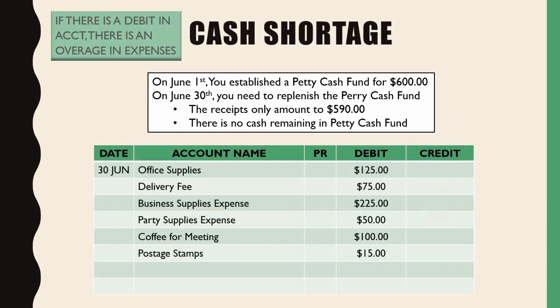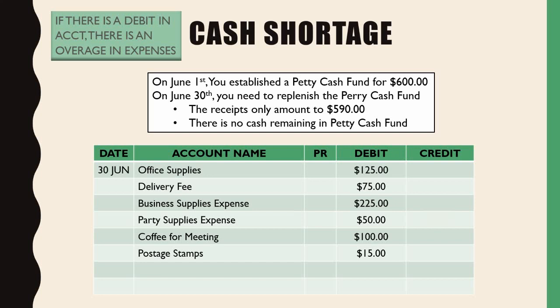So let's take a look at an example of a cash shortage. What do you normally do when you have a cash shortage? In this example, on June 1st, we established the petty cash drawer to be a total of $600. But by the end of June, you need to replenish the petty cash drawer. This is what happened: you count all the receipts and get a total of $590, and in the actual petty cash drawer there's no extra cash laying around. So you have a $10 shortage.